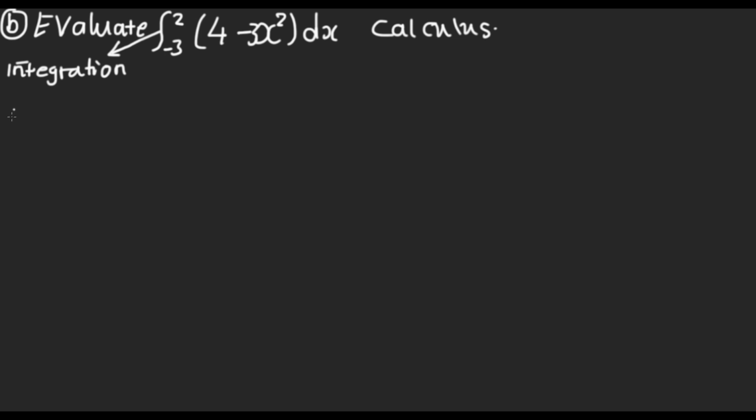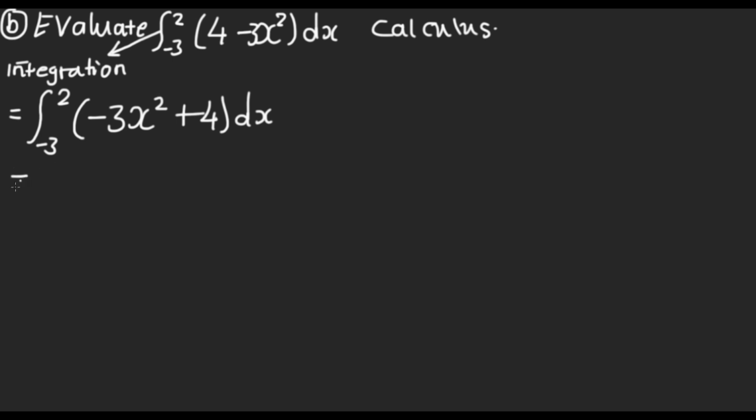So what I'm going to do is, first I'm going to write the expression. I want to begin with this expression, negative 3x squared plus 4, multiplied by dx. If you want, you can just do it the way it is, but me, I prefer doing it like this.